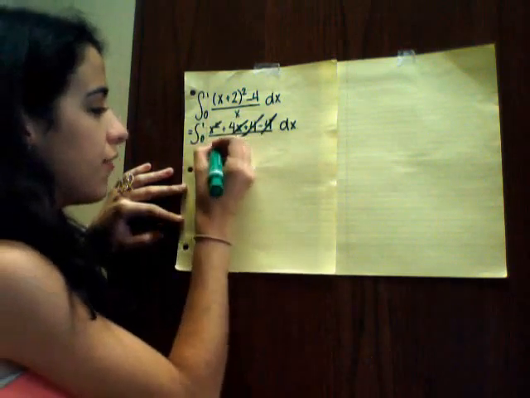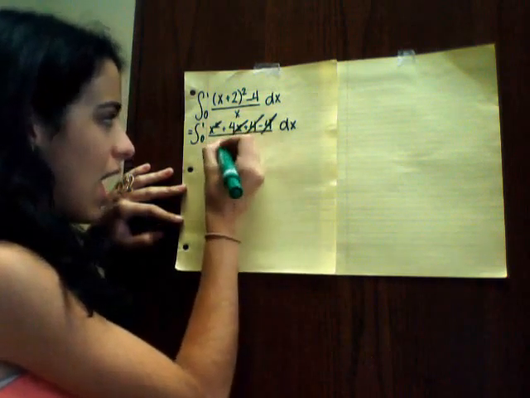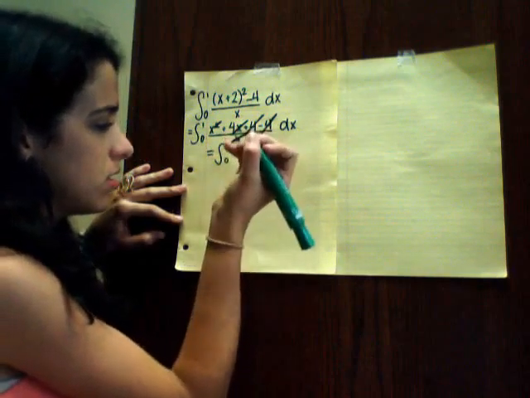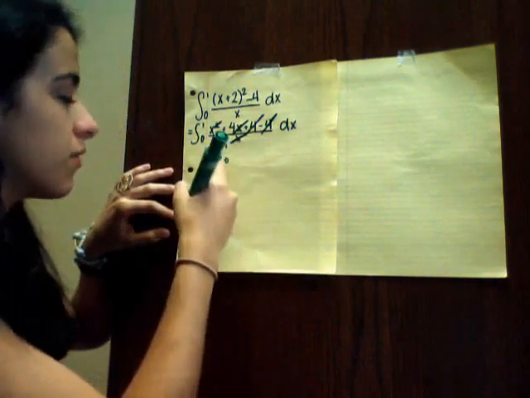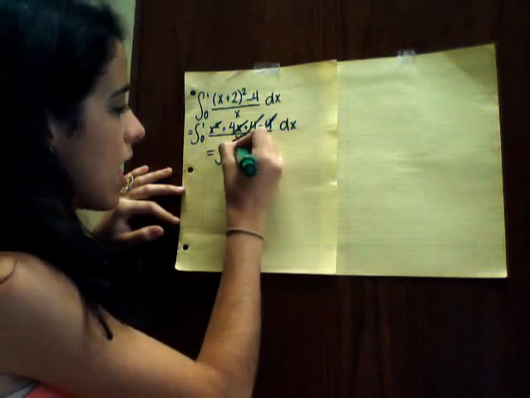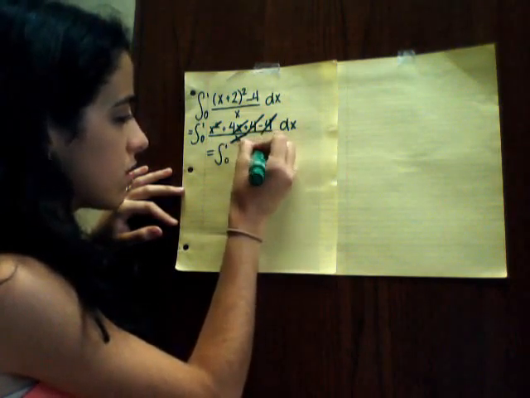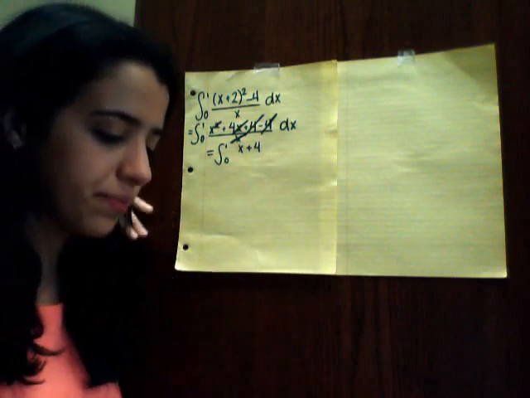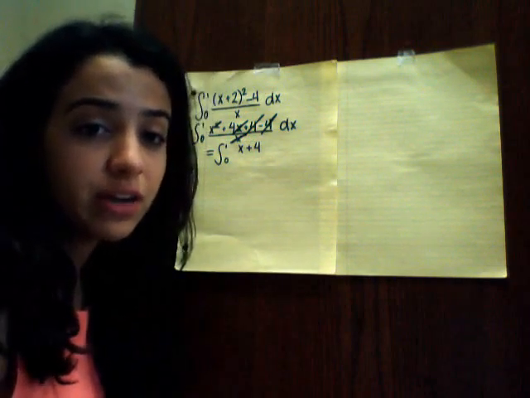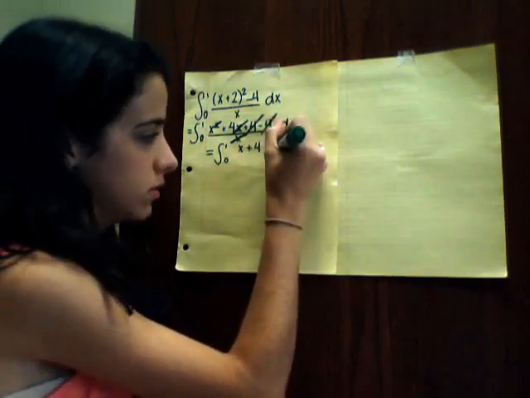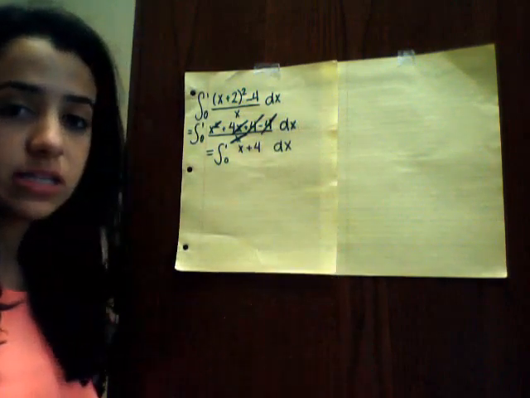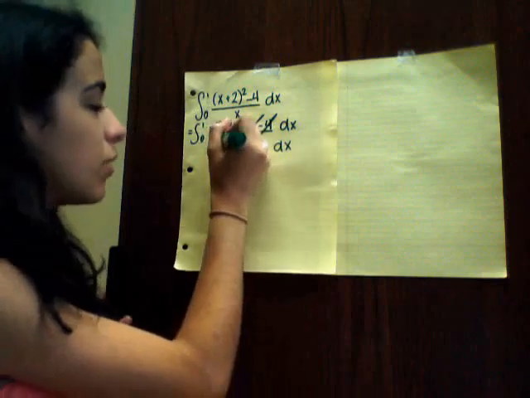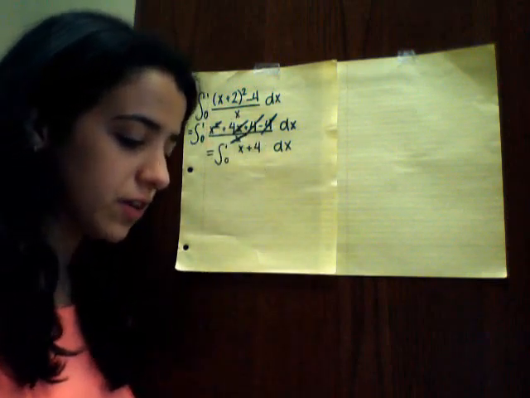And finally, we are left with, as x tends from 0 to 1, x plus 4 as our final expression. Now we need to find the integral of this function.